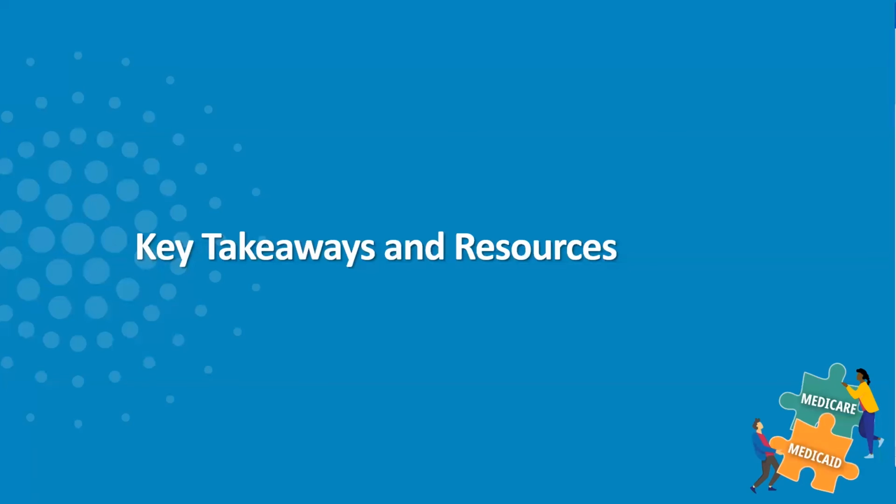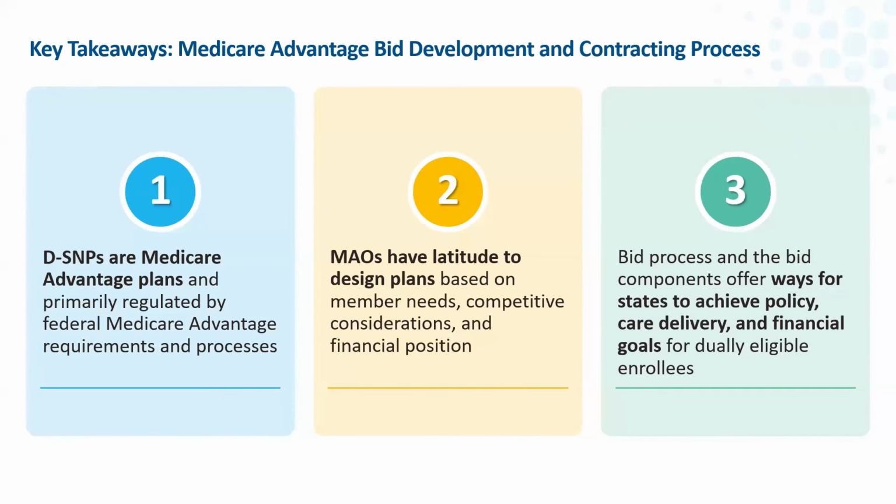Now we will cover some of the key takeaways and available resources in the final segment of our training. Some of the key takeaways to keep in mind from today's content include the following. First, D-SNPs are Medicare Advantage plans and as such are subject to federal regulation, including sub-regulatory guidance and strict timelines that are part of the Medicare Advantage annual contracting cycle.